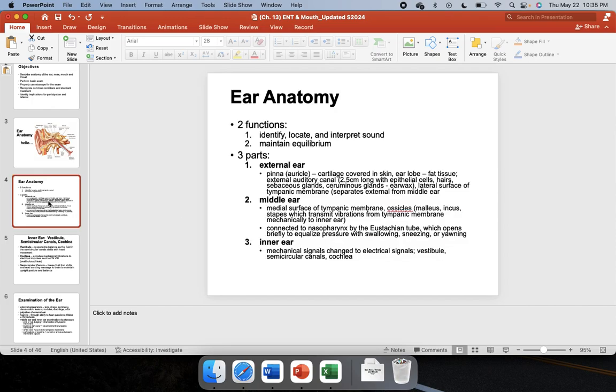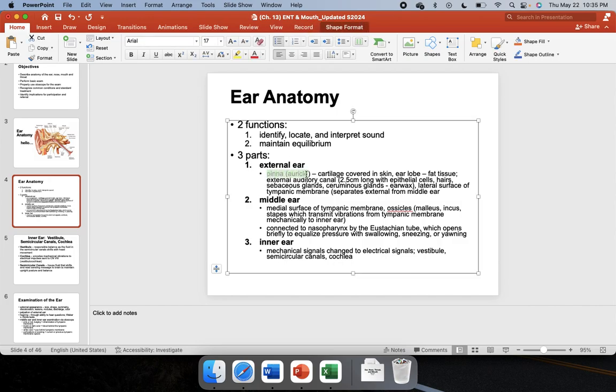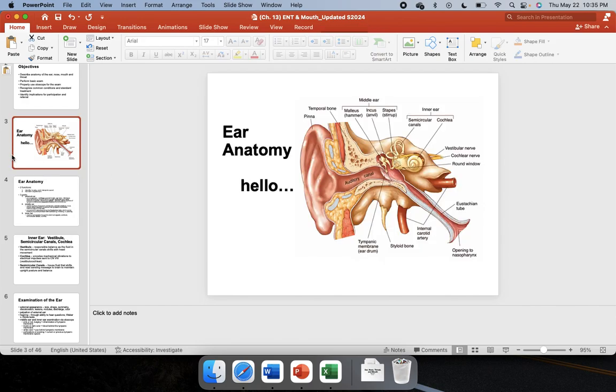You'll notice on this next slide that they're broken down into individual components. So you'll see the pinna, cartilage, external auditory canal, all the way down to the lateral surface of the tympanic membrane on that outer ear. So what we're talking about here is this outer portion of the ear, all the way through this auditory canal to the lateral portion of the tympanic membrane.